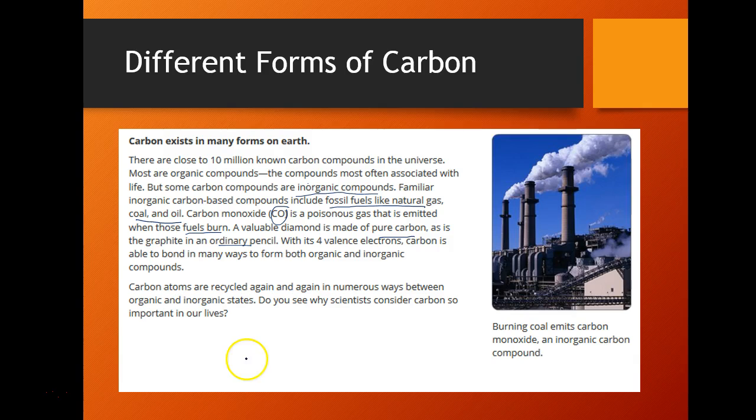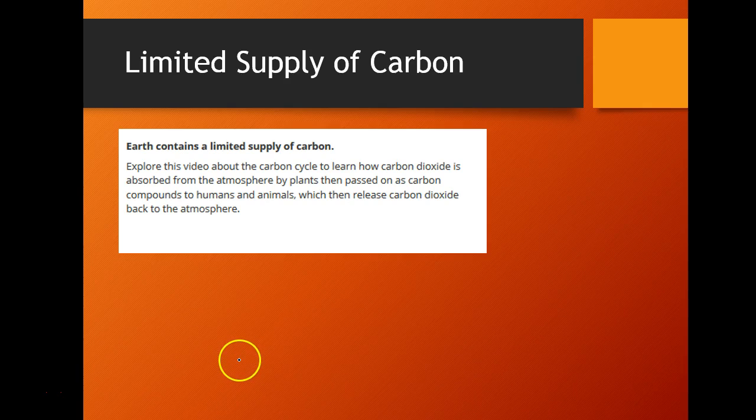So because of its 4 valence electrons, carbon really is able to bond in so many unique ways, which allows it to be involved in so many different aspects of life and also non-living compounds as well. So carbon's a really important molecule, an atom for living things.